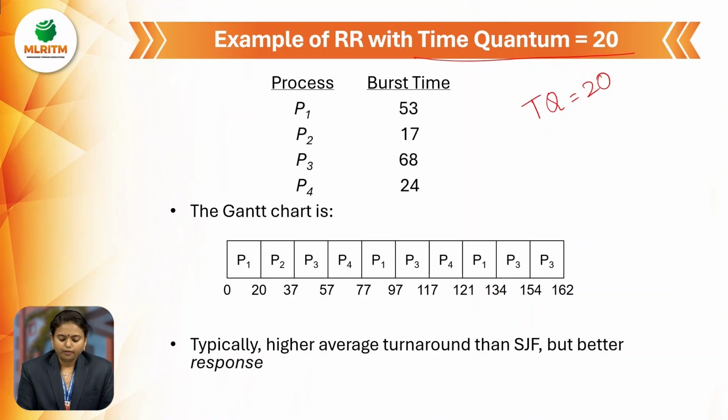First, process P1 enters into the CPU. Waiting time 0. But what is the time quantum? 20. Within the 20 milliseconds it needs to execute. But here the burst time is 53. So is it executed here or not? No. Within the time slot it is not executed.